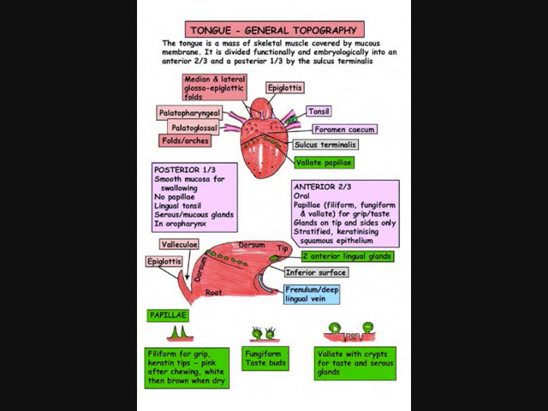There are no papillae. There is the lingual tonsil, and it lies within the oropharynx. The anterior two-thirds, meanwhile, is in the mouth itself. There are papillae of both the filiform and the fungiform type. The filiform are for grip, and the fungiform are for taste.